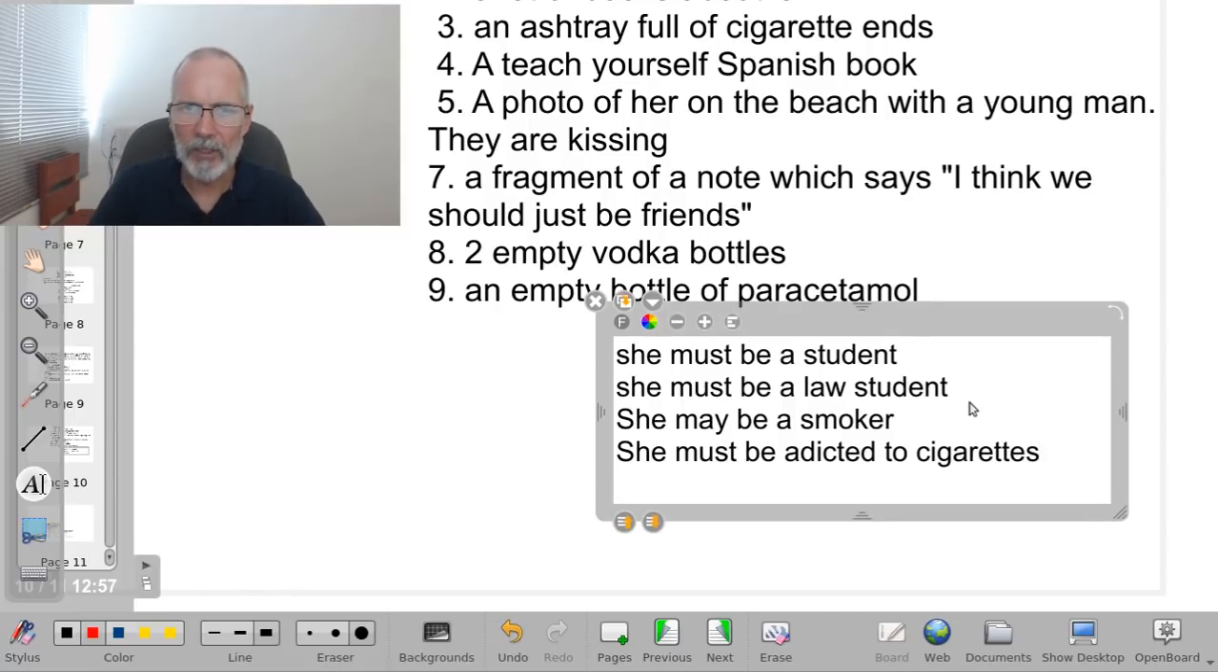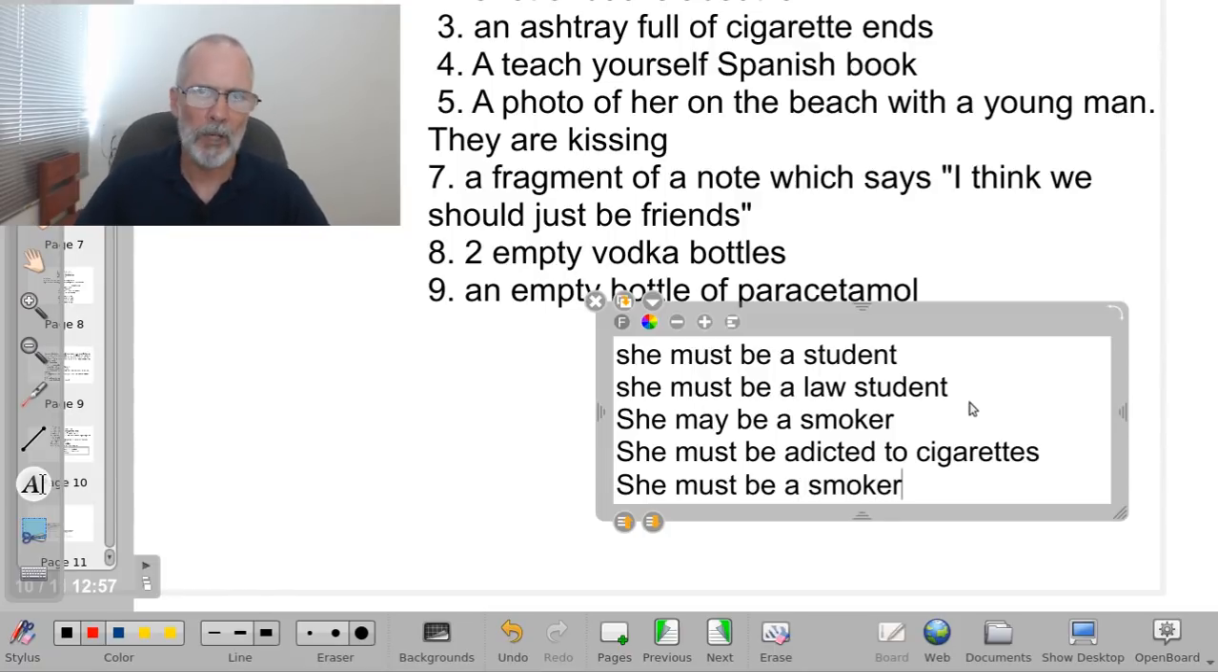I think it's better to say she must be a smoker. Viviana said she may be a smoker, but I think it's more likely that she's a smoker. It's a very strong possibility that she is a smoker. So I would say she must be a smoker.